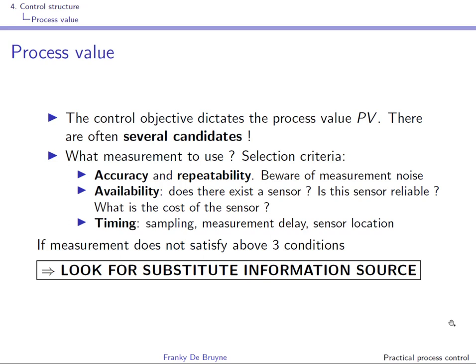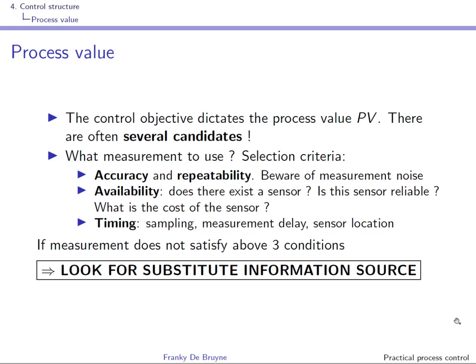Of course, we also have to look if there is a sensor available to obtain a measurement of PV. We have to look if this sensor is reliable and that it comes with a reasonable cost. And then finally we have to look at the timing. There are 2 aspects. The first one is the sampling period, and the second one is the delay that is introduced. We have to look at the documentation, and we can find the minimum sampling period and see if it is good enough for our control purposes. The delay is the delay coming from the sensor itself and then from its location.